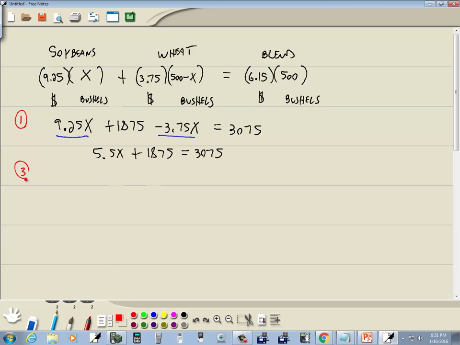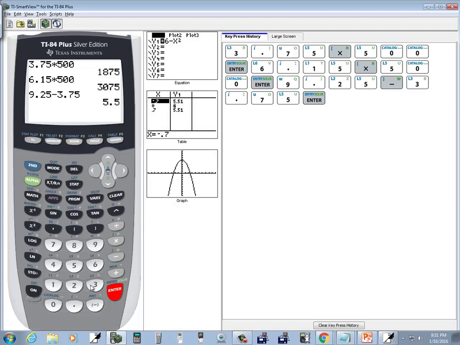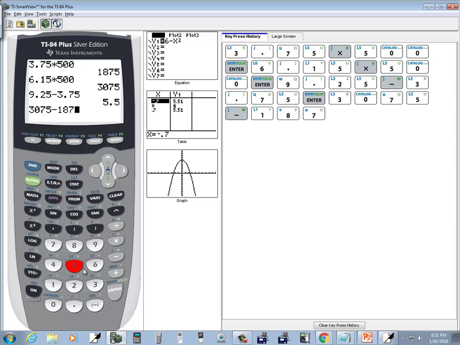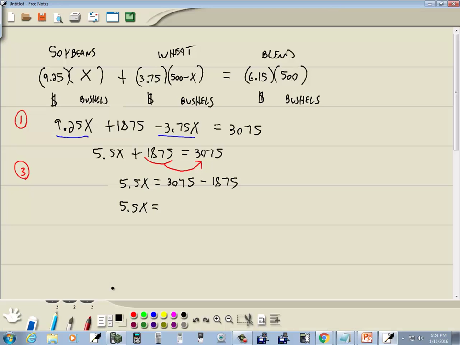Step 2, get rid of fractions. Don't have any. Step 3, get everything with X on one side, numbers on the other. So I'll take the 1875 over. When you take anything across the equals sign, the sign changes. So the 1875 becomes negative 1875. At any step, combine numbers. 3075 minus 1875 gives us 1200.